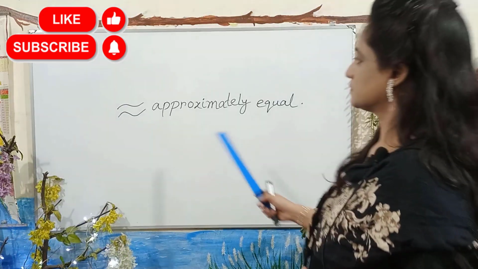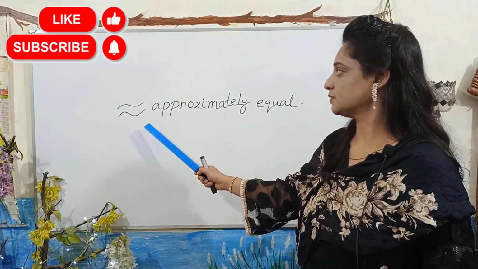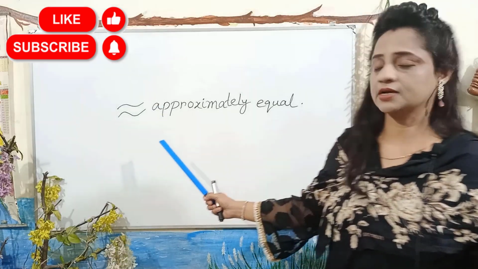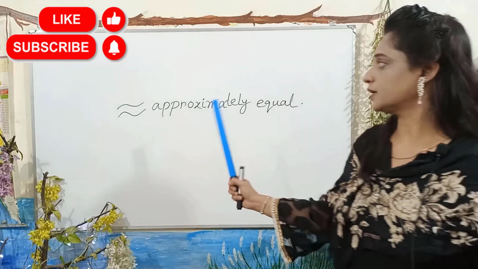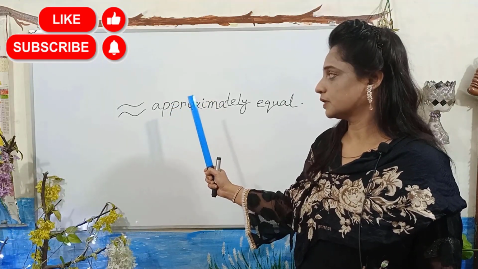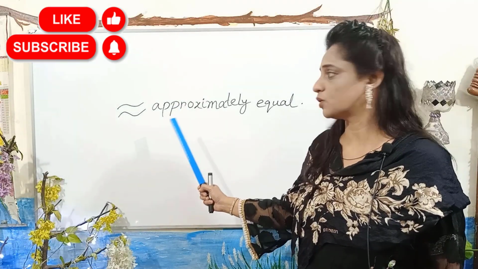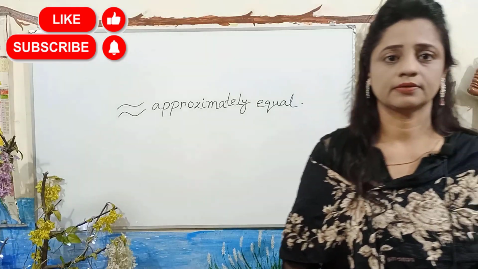Now we see that this sign, that is little bit wavy sign, it's approximately equal. It means not 100% equal but very near to the same thing. That is very near to equal but not completely equal. That is approximately equal.